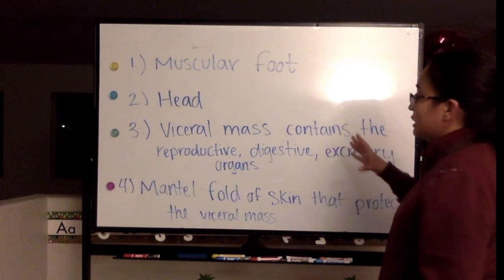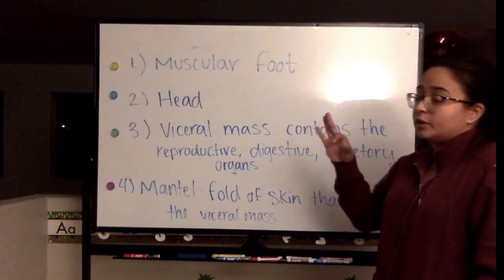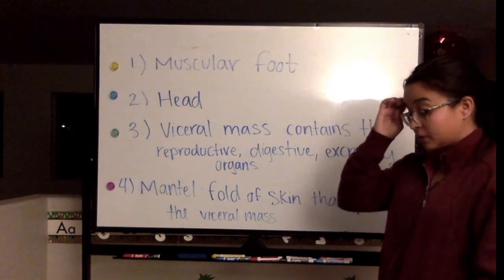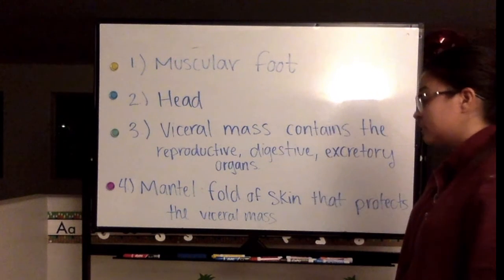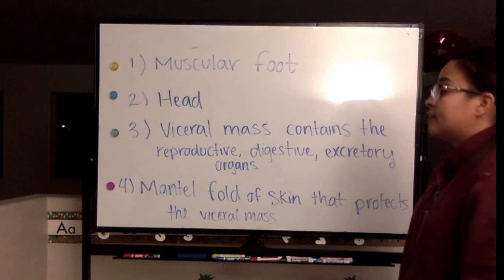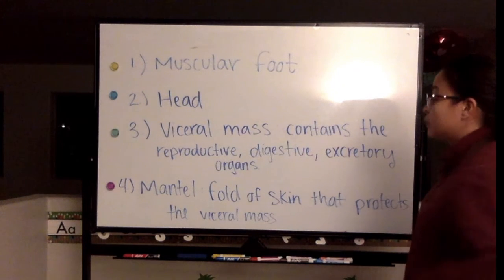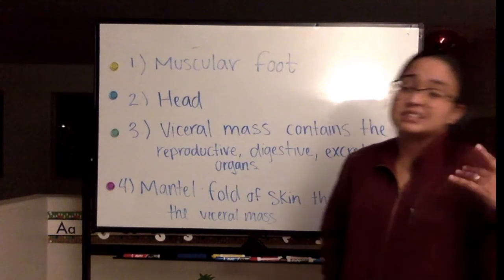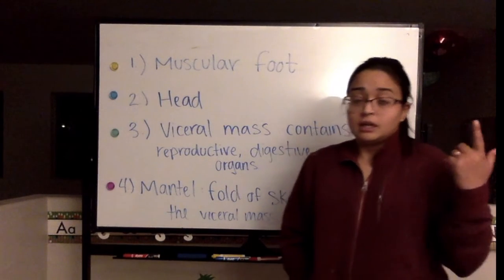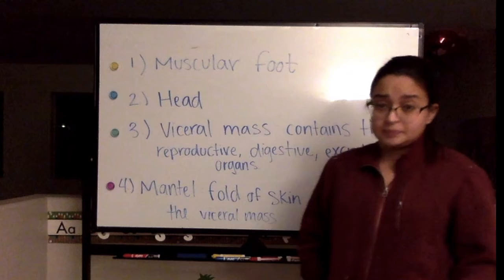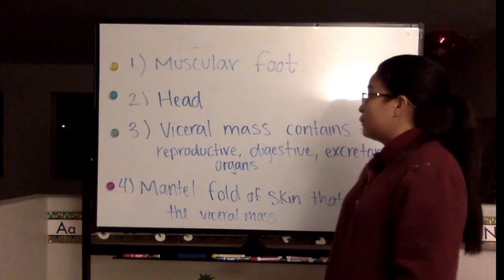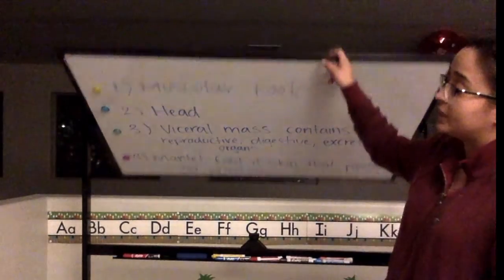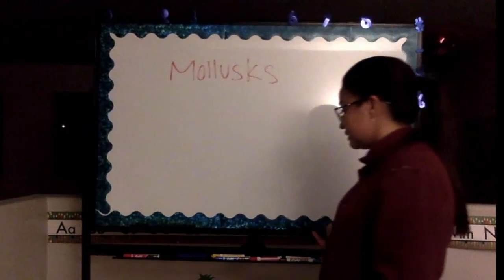That is third of the 4 main parts of the mollusks. All mollusks have these. And then we have the mantle. The mantle is folds of skin that protects the visceral mass. So pretty much it's the skin on the outside of a mollusk. Okay? Now, I want you to make sure you have a note of that.